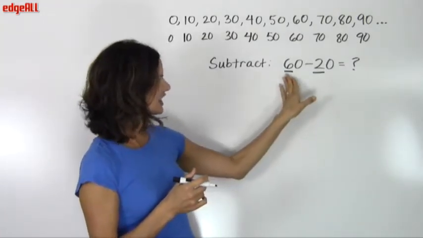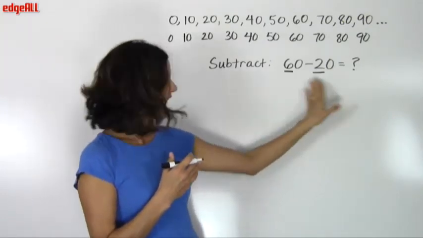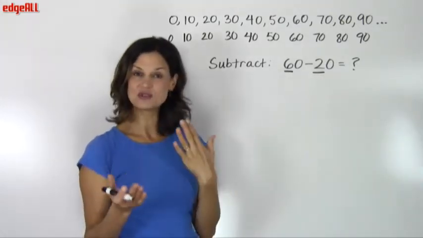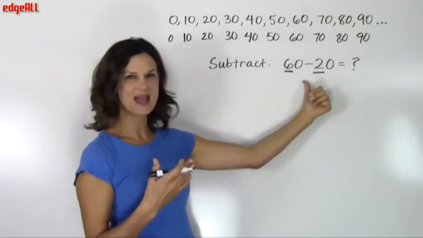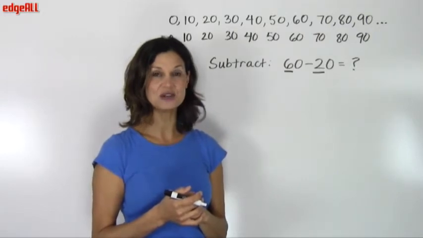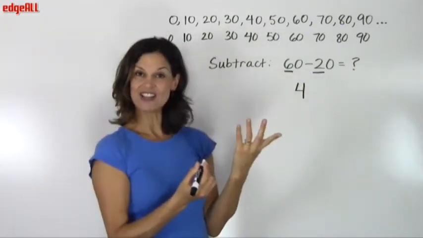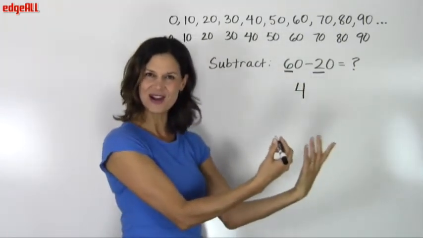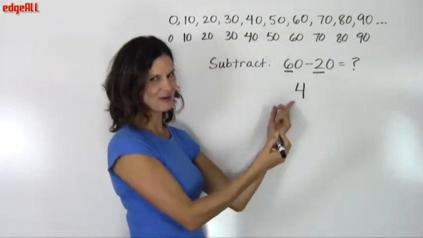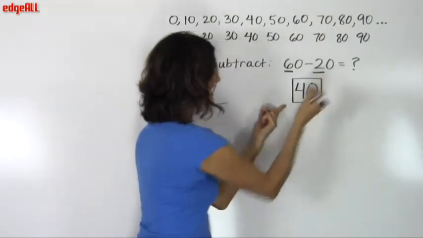So we simply need to look at the 6, which is the digit in the tens place of our first number, and the 2, which is the digit in the tens place of our second number, and simply subtract those two numbers. So 6 minus 2 is a really simple subtraction, and we know that 6 minus 2 equals 4. So I simply write the 4, and then all I need to do is attach a 0 to the end. So I got 6 minus 2 equals 4. My answer is not 4. My answer is 4 with a 0 on the end, or 40.